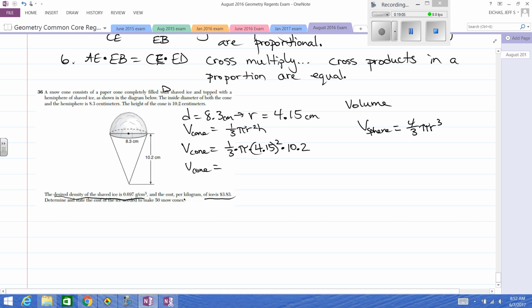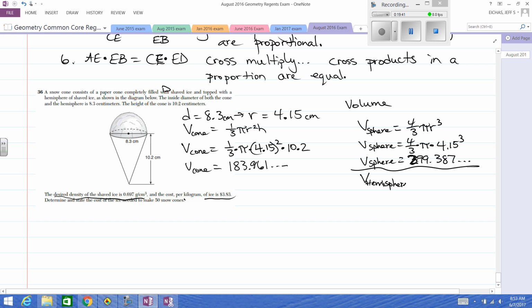Okay, so first I got the volume of the cone. Go ahead and just let the calculator do all that. 183.961. Okay. Volume of the sphere. 4/3 times pi times 4.15 cubed. Again, be careful there. All right. So I get 299.387. Okay. Now we're going to do the half sphere. So we're going to do half of that. Okay, so that's going to get us 149.693. All right. So the volume of the shaved ice, we'll call it, right? The volume of the whole thing would be these two added together.